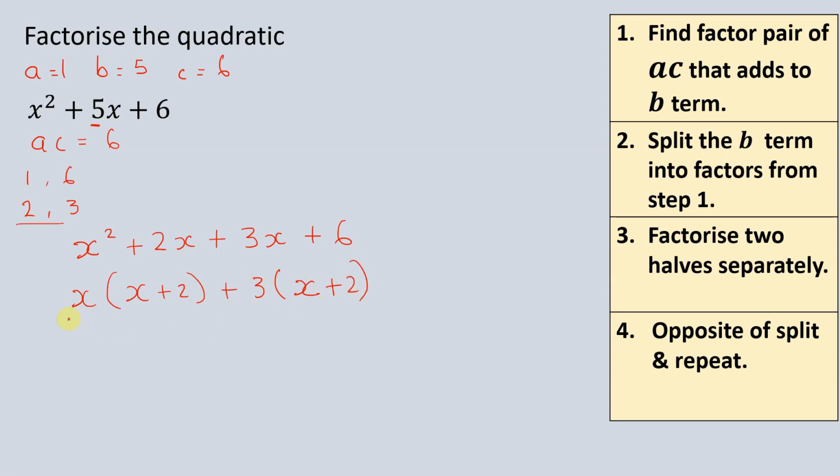And on the final step here, we can see that x and 3 are the parts that were split. So put those back together again as x plus 3, and we repeat the repeated bracket, which is the x plus 2. And that's our final answer.